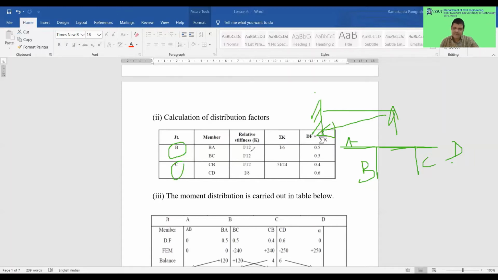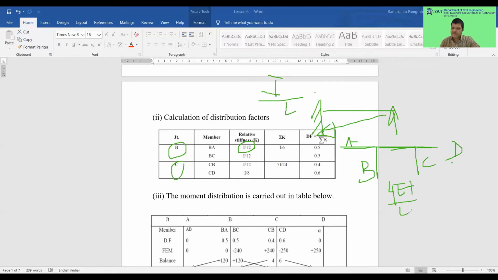We'll take I by L. The moment of inertia is uniform throughout the section, and there is no variation. The moment of inertia can also vary; it can be a different value for span AB, span BC, and span CD. If they differ, that should be reflected in the relative stiffness I by L. So I by L is the relative stiffness for a far end fixed, and if the far end is hinged, we have seen it is 3 by 4 I by L. Or you can also take, for a member with both ends fixed, 4EI by L.